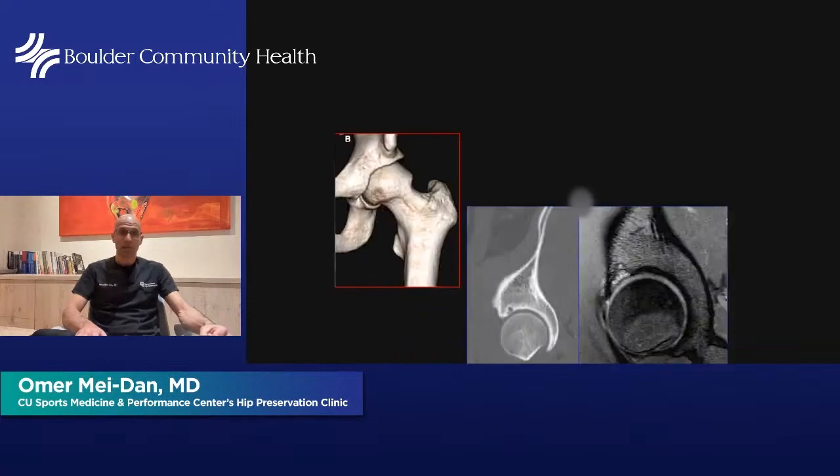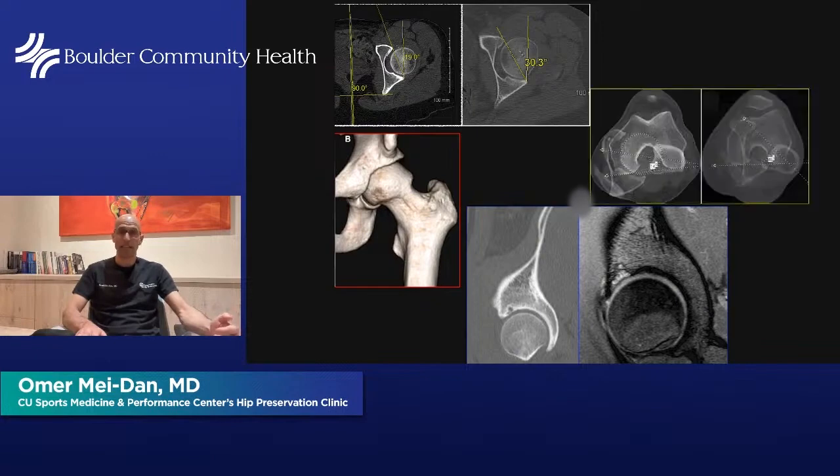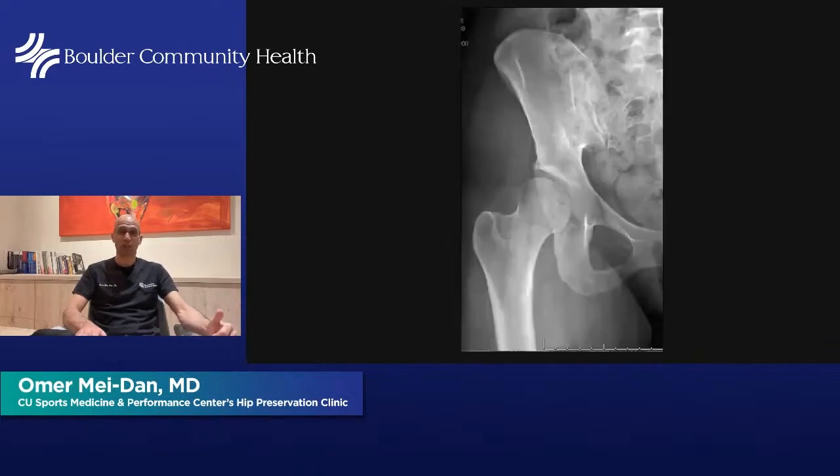And now when we have all of these different parameters, the 3D CAT scan, the MRI, the X-ray, we can say that we have the history behind us, we have the exam, we have the imaging, we can come up with a conclusion of what to do.